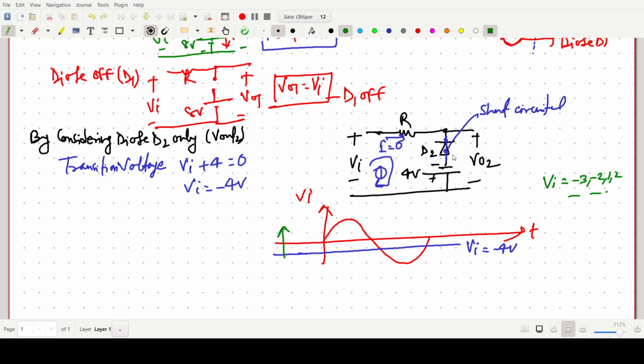This D2 becomes off, because if this one is 4 or something like minus 2, then this one is more negative, so it is off. Below this line D2 will become on. If we are giving minus 5 volt, D2 is on, because this one is more negative, so it is forward biased. This is a simple arrangement. So when D2 is on, what should the circuitry be?